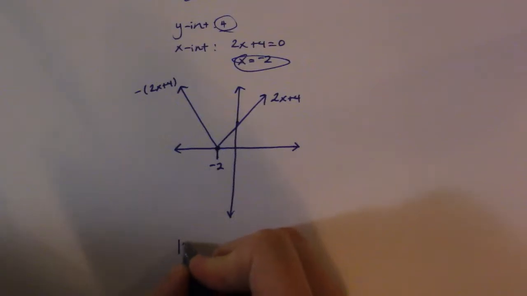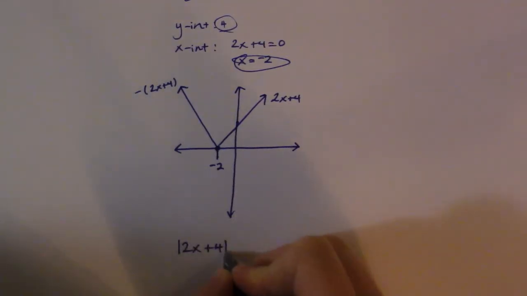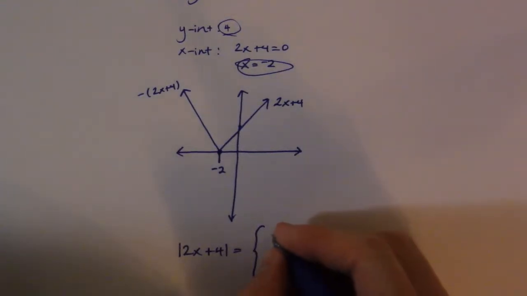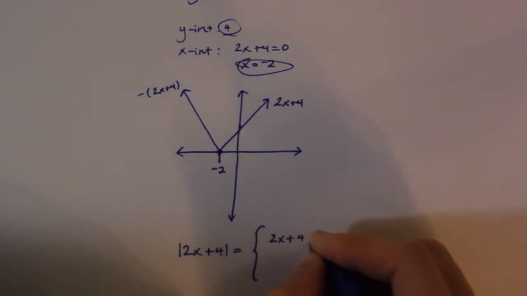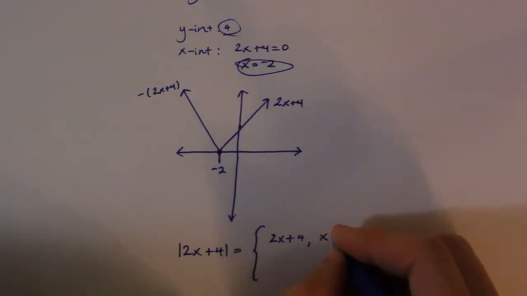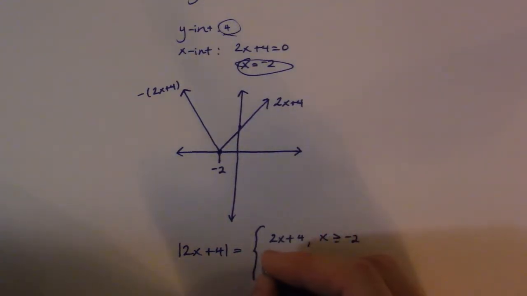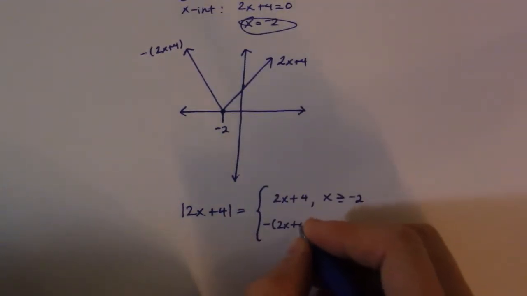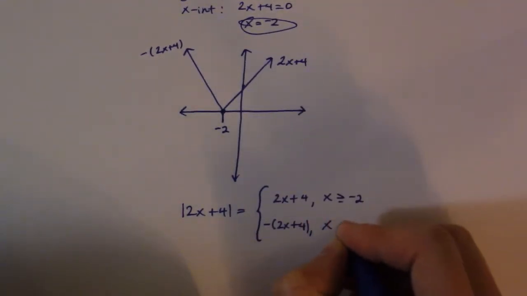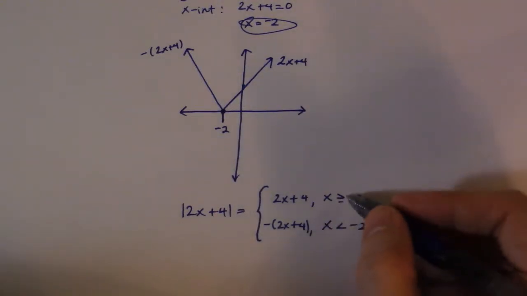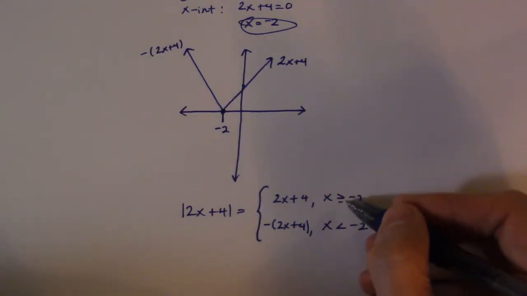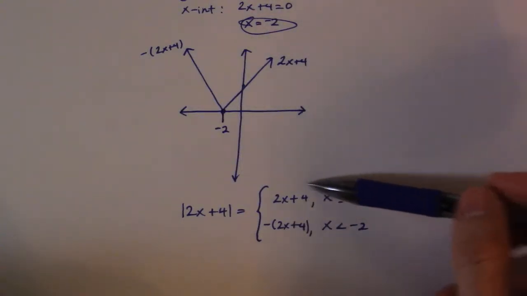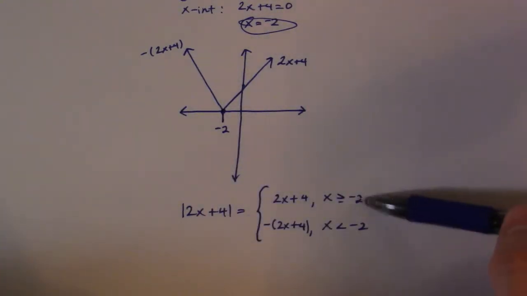So I can go: the absolute value of 2x plus 4 is equal to 2x plus 4 as long as x is greater than or equal to -2, and then -2x plus 4 as long as x is less than -2. So I have an equal to part here. It doesn't matter which part it goes to. I usually put it in the top part. But there it is. There is my absolute value written as a piecewise function.